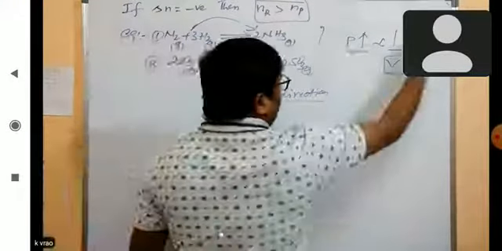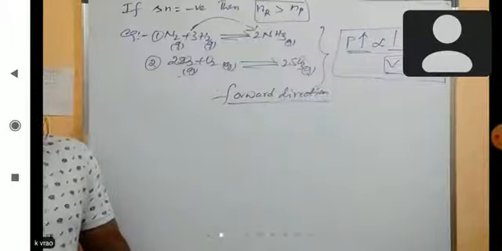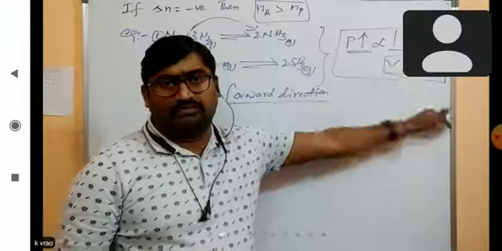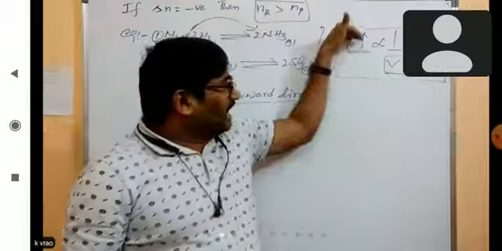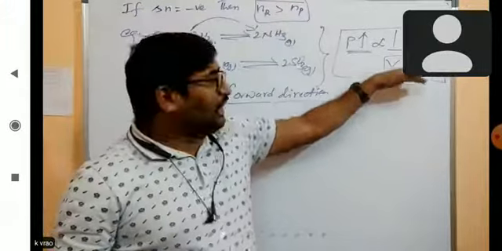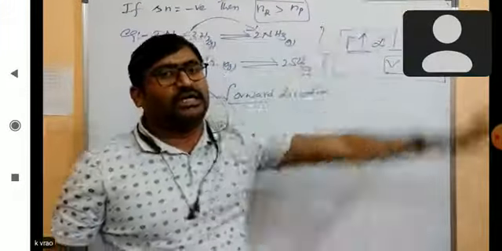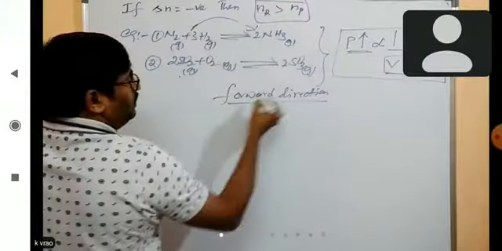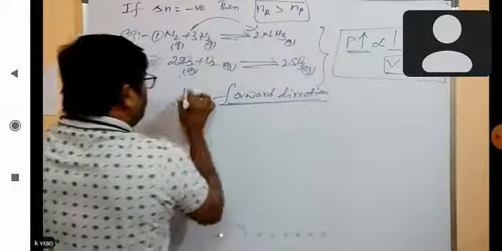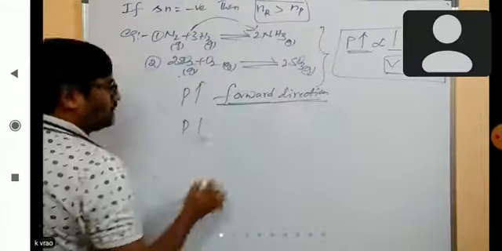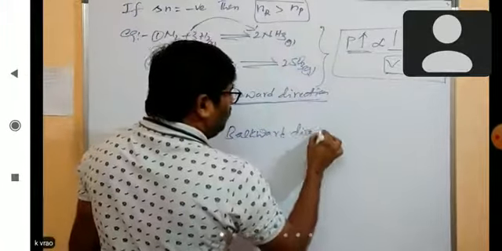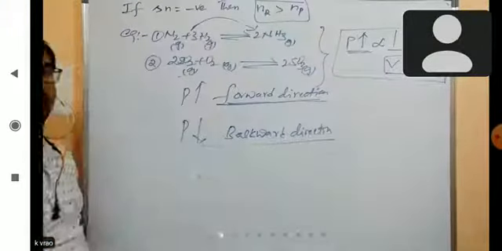Just remember this relation, the effect of pressure on equilibrium. Pressure is inversely proportional to volume. If we increase the pressure, the equilibrium will shift towards the decrease in number of moles side. If I decrease the pressure, the equilibrium will shift to the increase in number of moles side. That is the conclusion. So for delta n negative, if the pressure increases, the equilibrium shifts toward the forward direction. If pressure decreases, the equilibrium shifts towards the backward direction. This is the conclusion of the effect of pressure on the equilibrium.